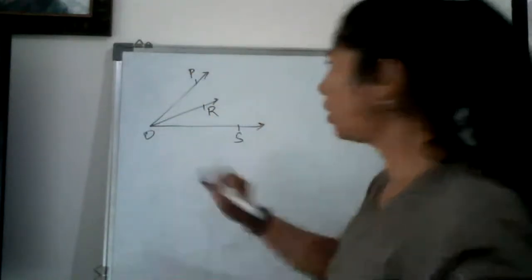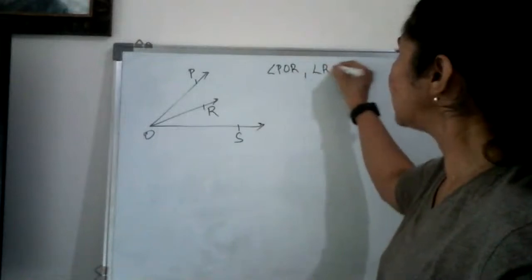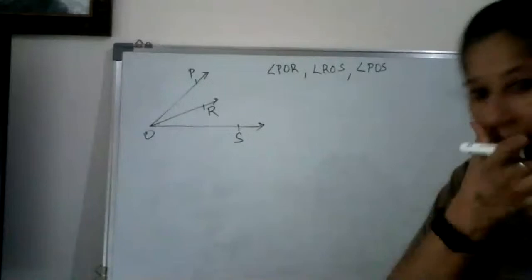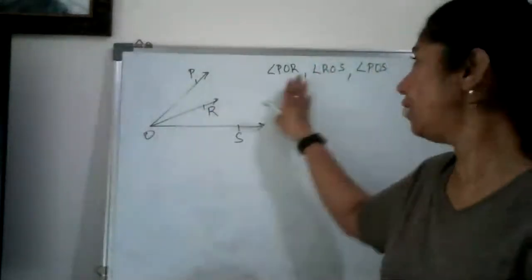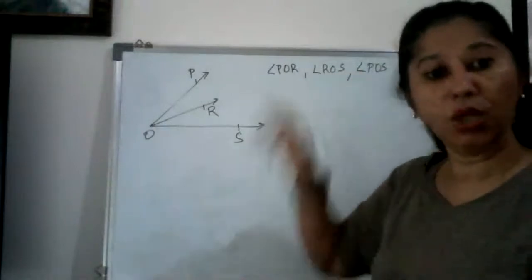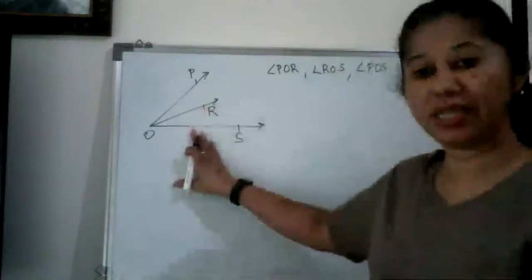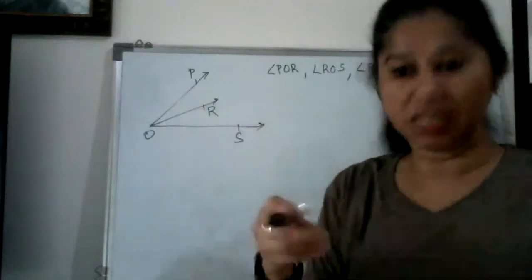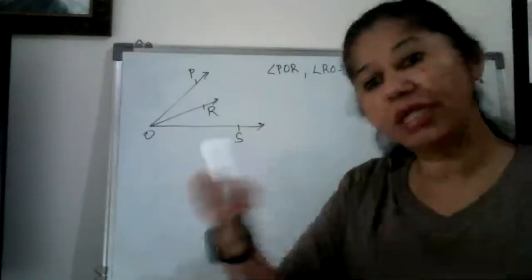Okay, what do we call here? You could see here 3 angles: angle POR, angle ROS, and angle POS, the biggest of all. Now I'm defining adjacent angles, so we could identify out of these 3 which are making the pairs of adjacent angles. Naturally, we want 2 angles to show that they are adjacent to each other.